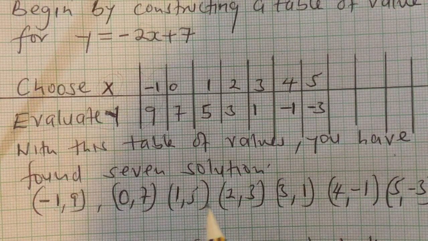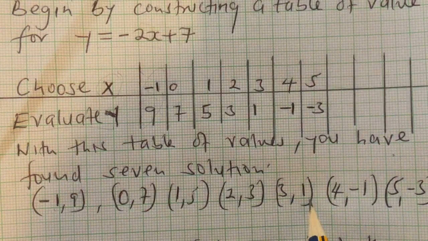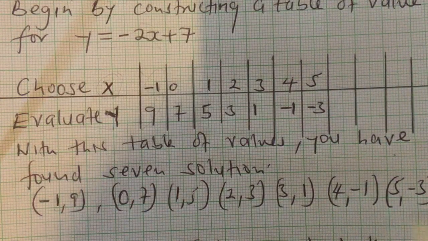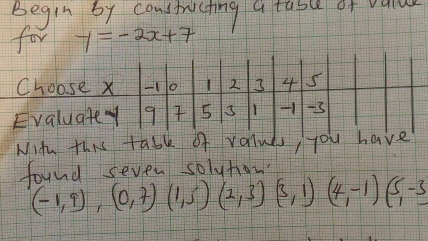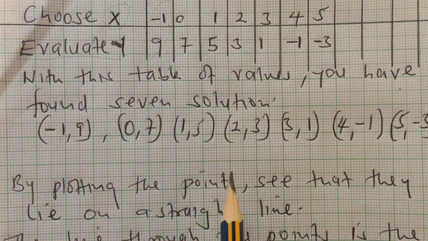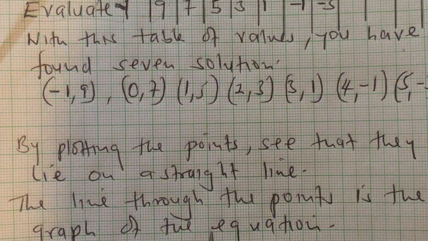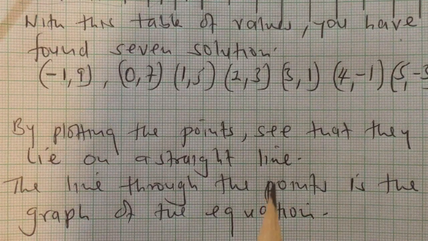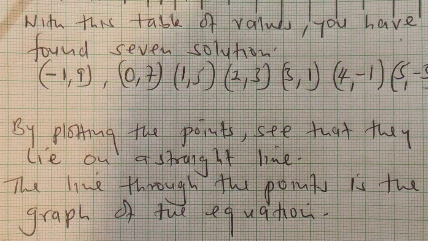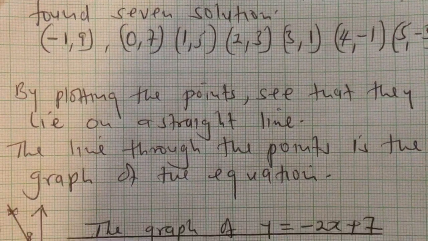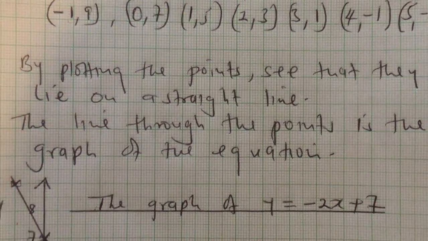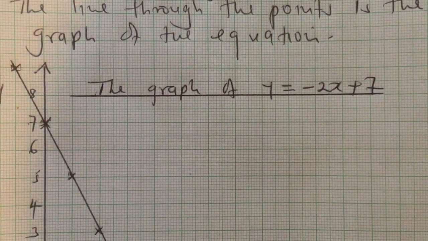So we found the 7 solutions: -1 and 9, 0 and 7, 1 and 5, 2 and 3, 3 and 1, 4 and -1, and lastly 5 and -3. Now once I have those solutions, I proceed by plotting the points on the graph, and once I plot these points, I realize that it is a straight line, as you can see there.